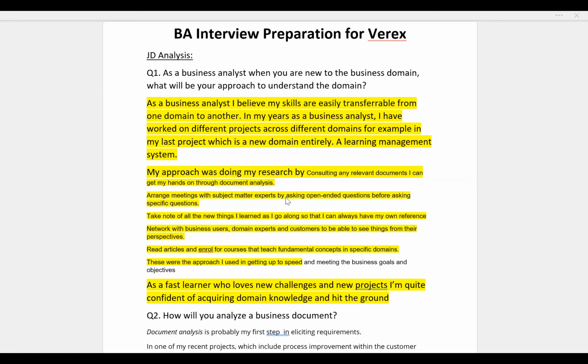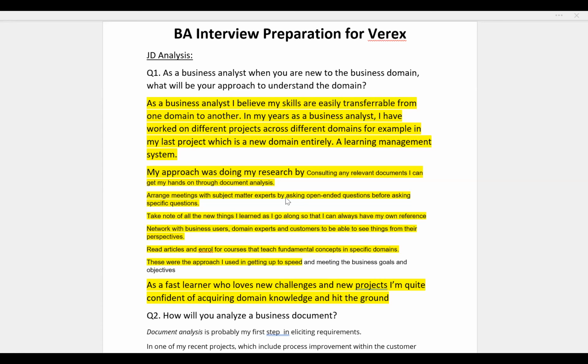See, how you started your answer very well. As a business analyst, I believe my skills are easily transferable, and you are telling the interviewer that this is not the first time that you are new to any domain. You have worked in different domains, and in your last project that was an entirely new domain. Yeah, it's good. But what you can do here is, what I would suggest.